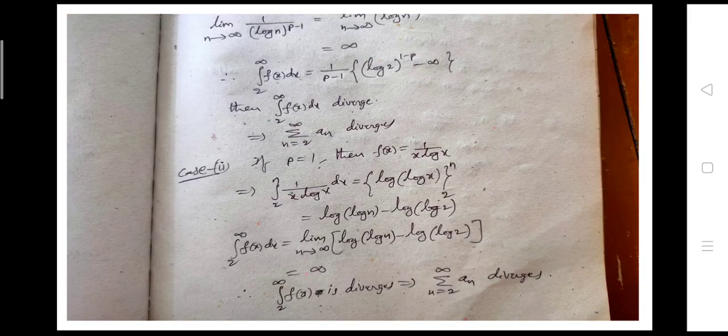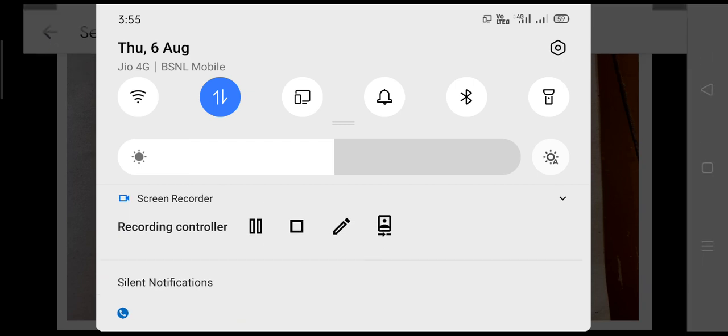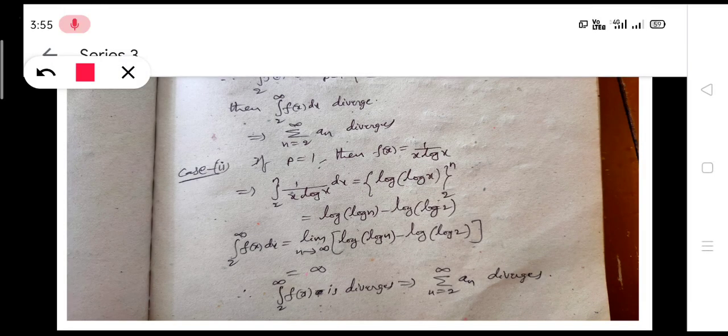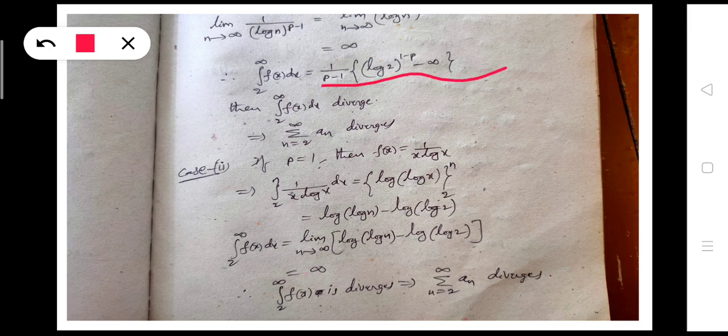Continue to the next slide. So the integral from 2 to infinity of f of x dx is equal to 1 by p minus 1 into log 2 whole power 1 minus p minus infinity. Then the integral from 2 to infinity of f of x dx diverges, because the value of this becomes infinity. This implies sigma n equals 2 to infinity a n diverges only. Case 2. If p is equal to 1, then f of x is equal to 1 by x into log x.